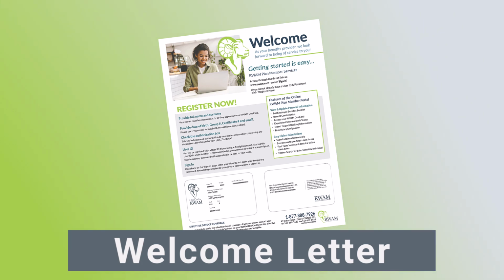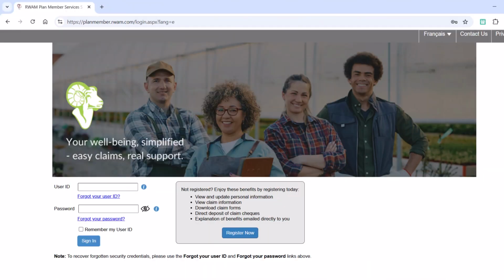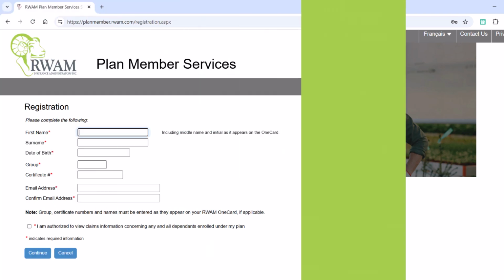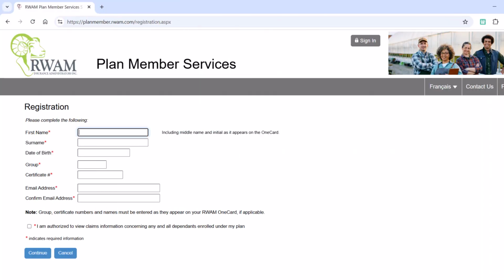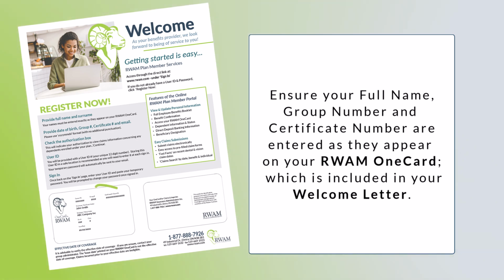Be sure to have your RWAM welcome letter handy for the next few steps. Click Register Now. Complete the required information on the form and click Continue. Reminder: ensure your name, group number, and certificate number are entered as they appear on your RWAM 1 card, which is included in your welcome letter.